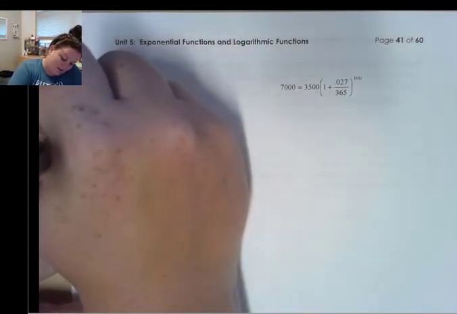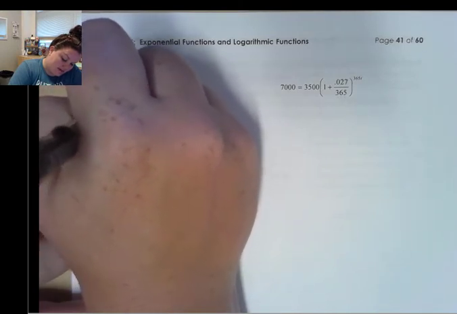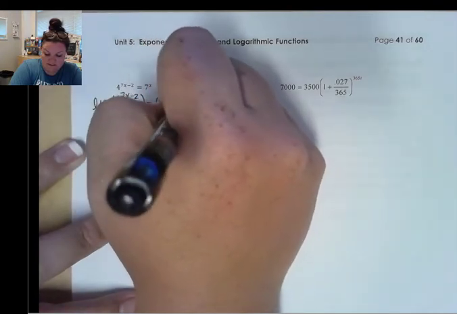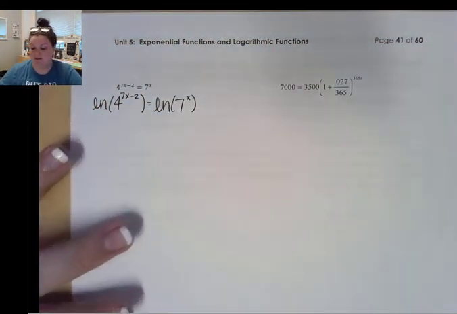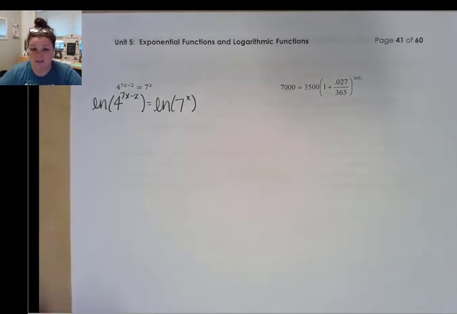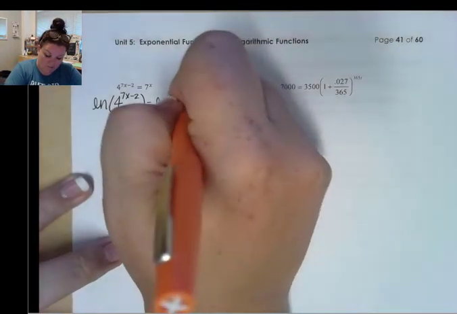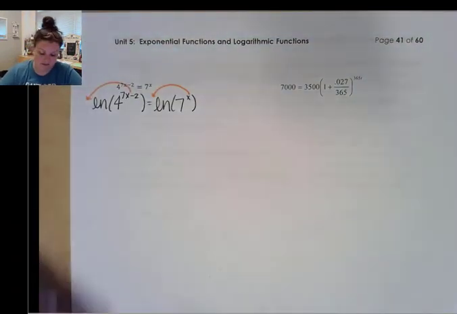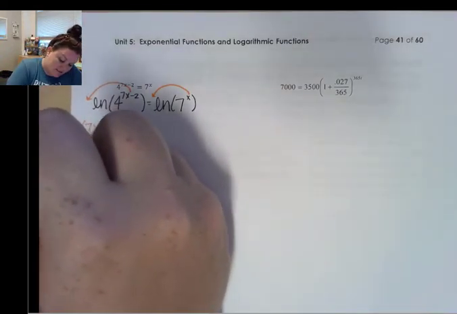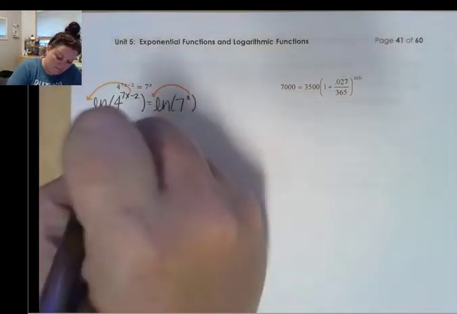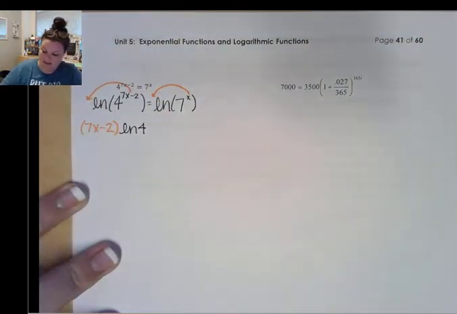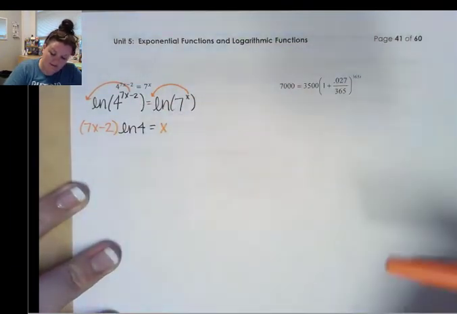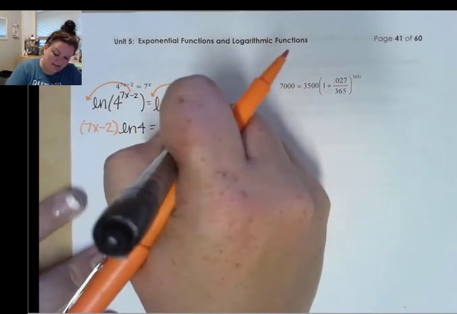So I'm going to do ln of 4 to the 7x minus 2 is equal to ln of 7 to the x. Okay, and the reason I'm doing that is so I can get those x's out of the exponent. I can bring those down using the power rule of logs. So that's going to give me 7x minus 2 times my ln 4 term, and that's going to give me on the other side an x in front of my ln 7 term.